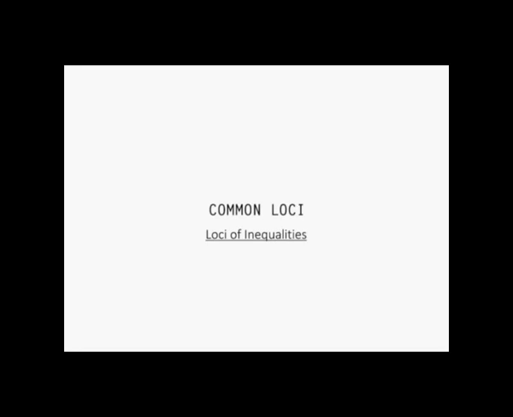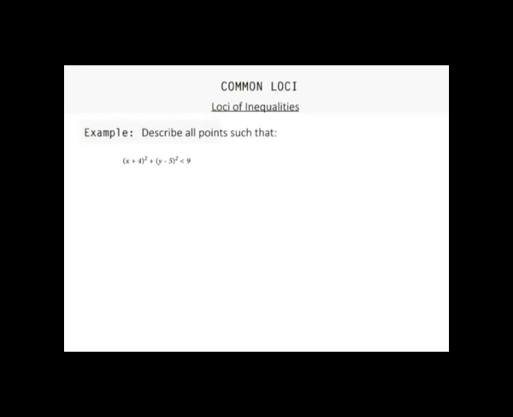And finally, loci of inequalities. We have used graphs to solve simultaneous inequalities. The same graphs can be used to describe loci in the Cartesian plane. For example, describe the locus of all points such that (x + 4)² + (y − 5)² is less than 9. The boundary line for this inequality has the equation (x + 4)² + (y − 5)² = 9, and this is the equation of a circle.